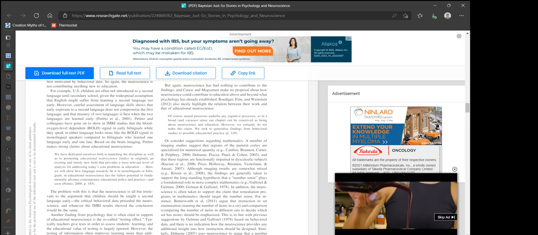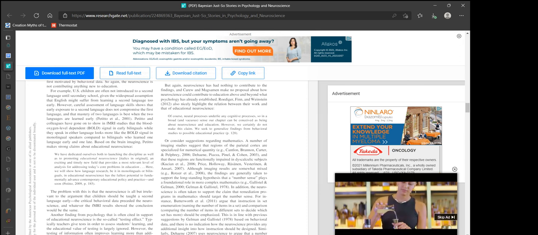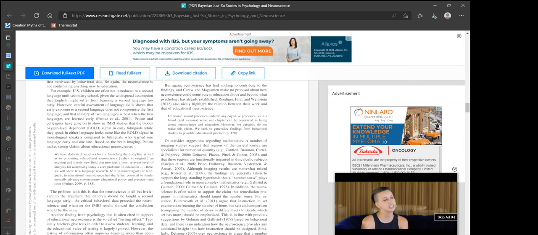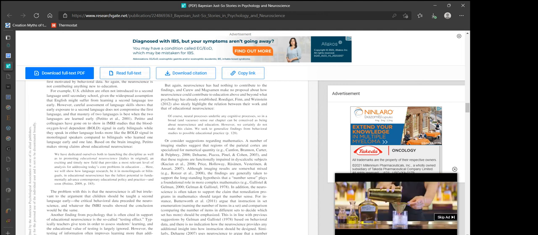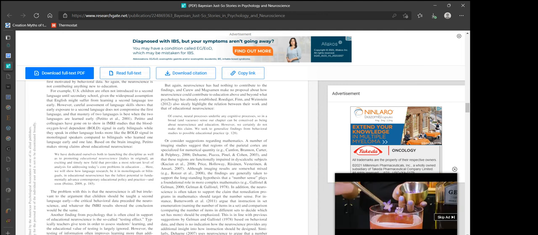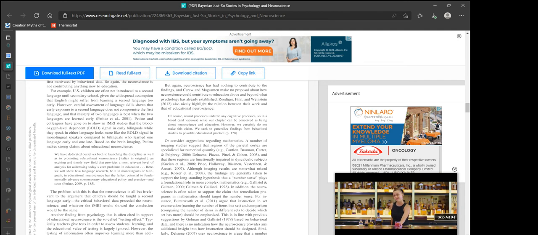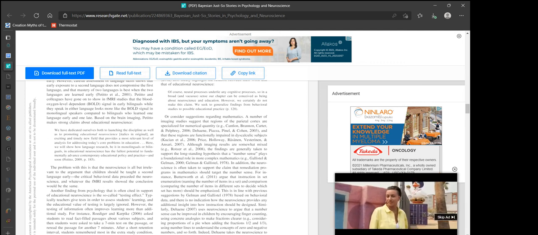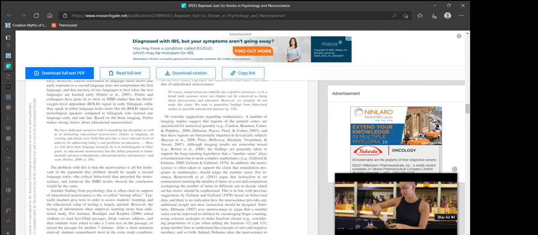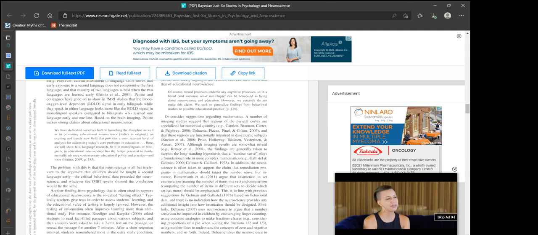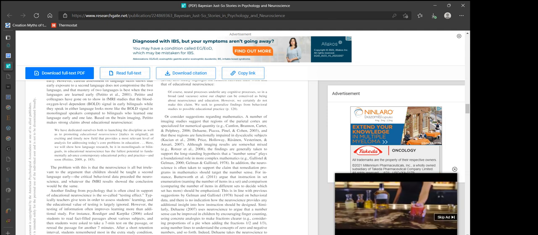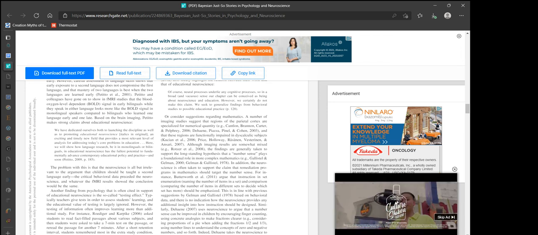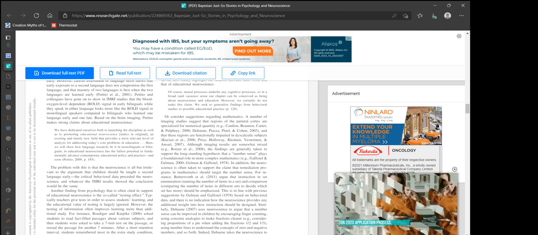But again, neuroscience has had nothing to contribute to the findings, and Karu and Magzamin make no proposal about how neuroscience could contribute to education above and beyond what psychology has already established. Roediger, Finn, and Weinstein, 2012, also nicely highlight the relation between their work and that of educational neuroscience. Quote, "Of course, neural processes underlie any cognitive processes, so in a broad and vacuous sense, our chapter can be conceived as being about neuroscience and education. However, we certainly do not make this claim. We seek to generalize findings from behavioral studies to possible educational practice," end quote.